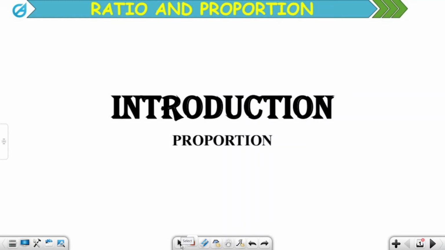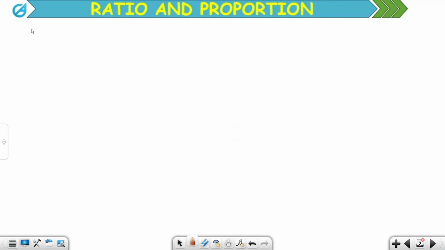Today we are going to see what is proportion from the topic ratio and proportion. So now let us see what is proportion. So what is the meaning of proportion? The proportion is nothing but comparison.